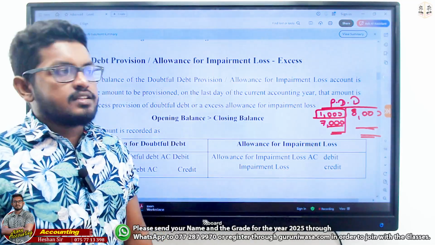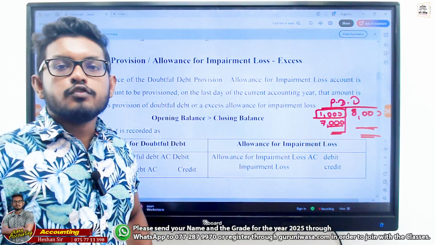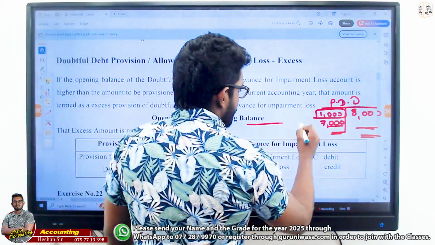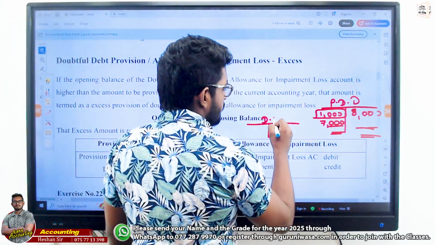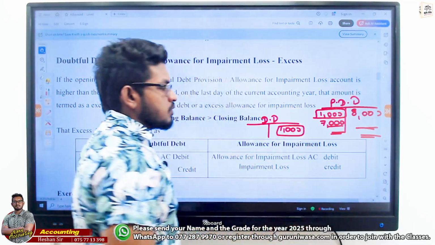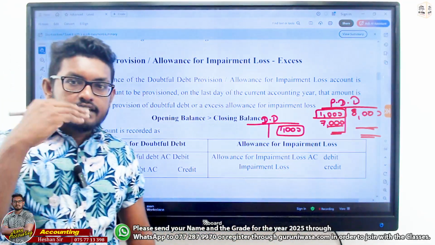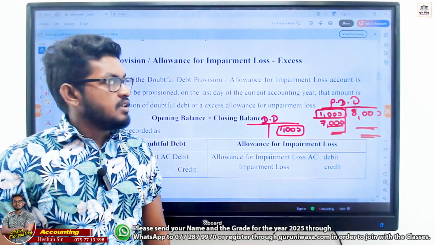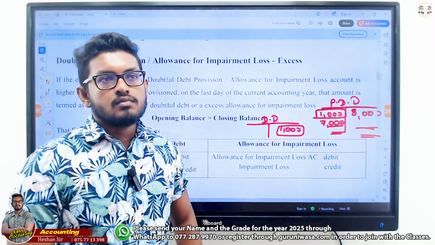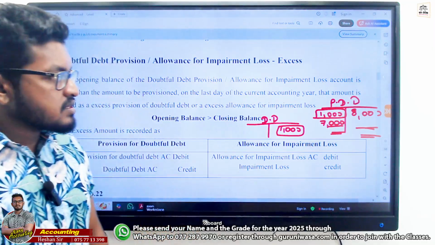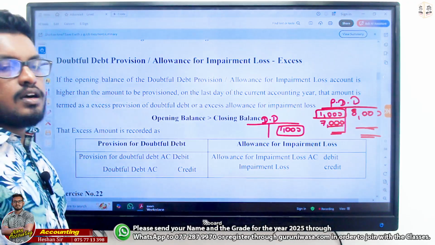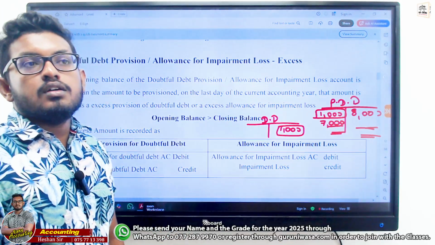In that situation, if we take only the provision for doubtful debt and doubtful debt account, the doubtful debt account is an expense account, but if we write it on the credit side, in this situation we deduct it from the distribution expenses because it's an over provision. Opening is higher than the closing. Am I clear to you? Send me a thumbs up. Right? We credit it. We deduct it from the distribution expenses.